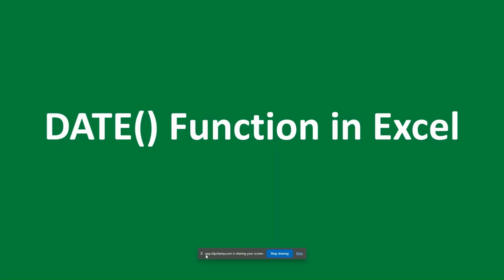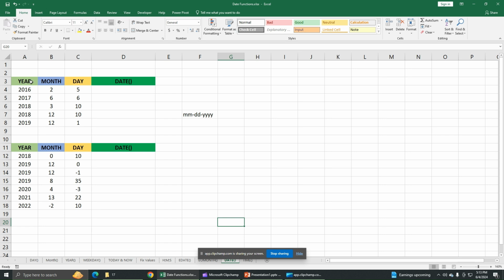Hello everyone. Today we will see how to work with the DATE function in Excel. So let's start. This is our data set. Here we can see year, month and day. What the DATE function does is take year, month and day as input and give a complete date. So let's see how it works.